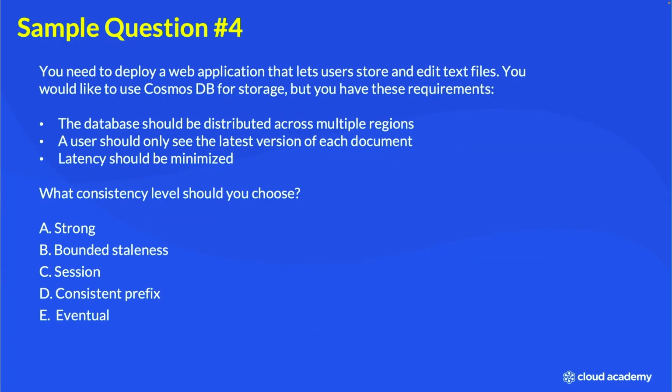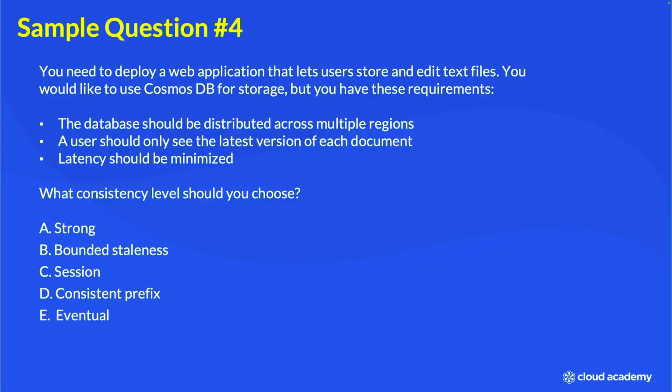Question number 4. You need to deploy a web application that lets users store and edit text files. You'd like to use Cosmos DB for storage, but you have these requirements. The database should be distributed across multiple regions. A user should only see the latest version of each document, and latency should be minimized. What consistency level should you choose? Strong, bounded staleness, session, consistent prefix, or eventual.